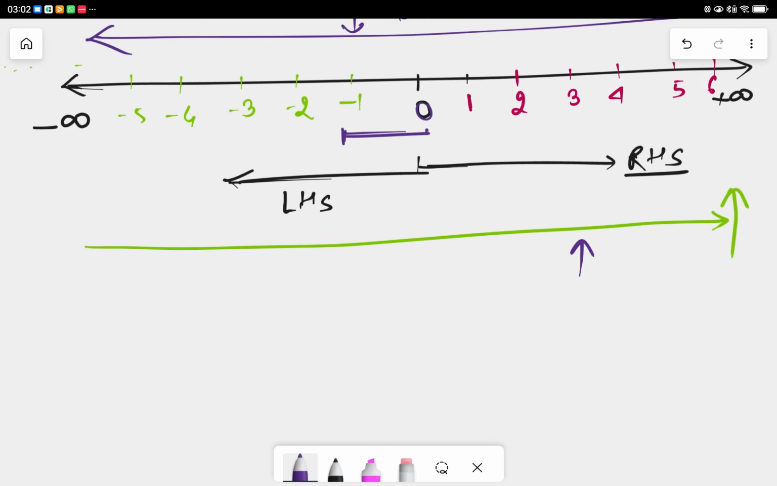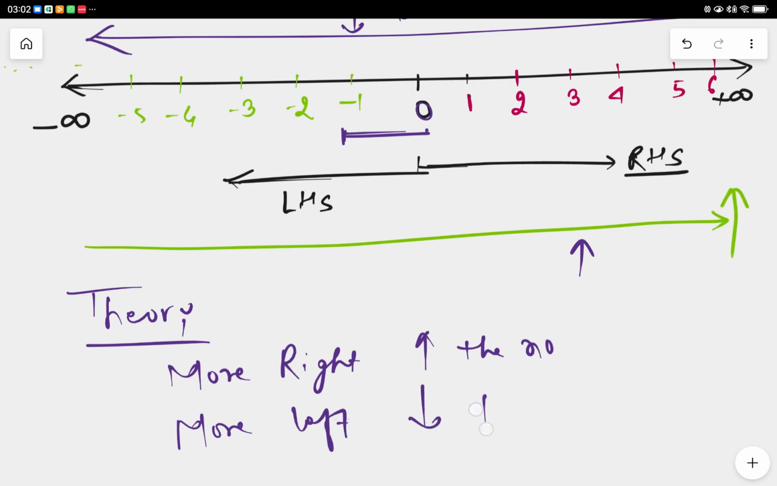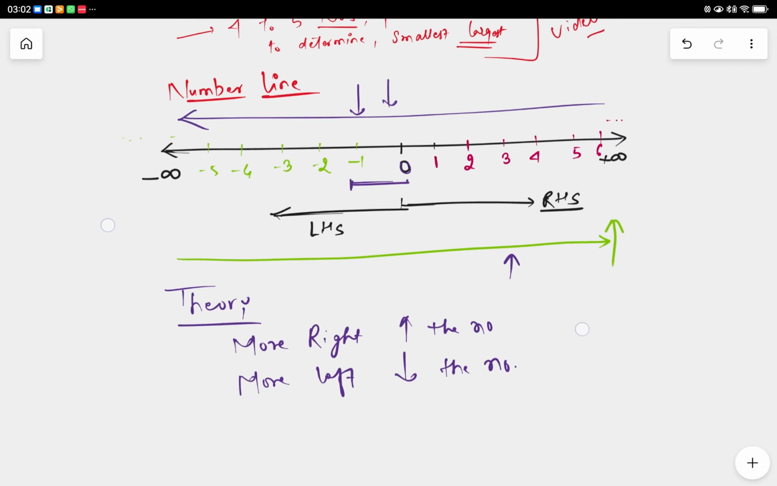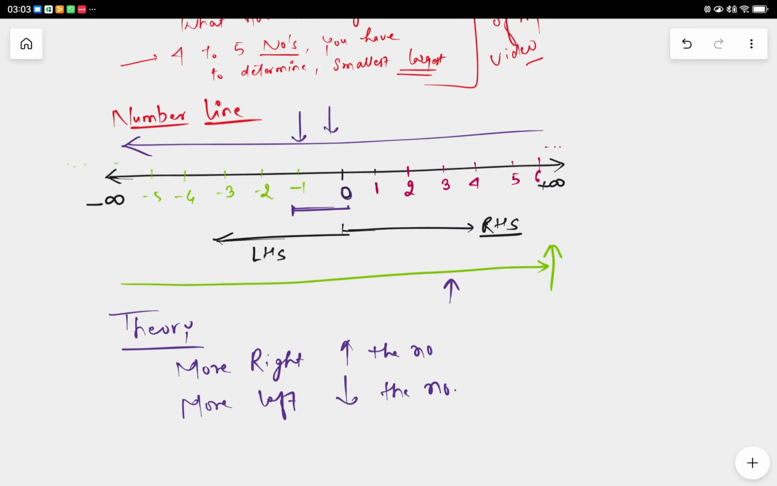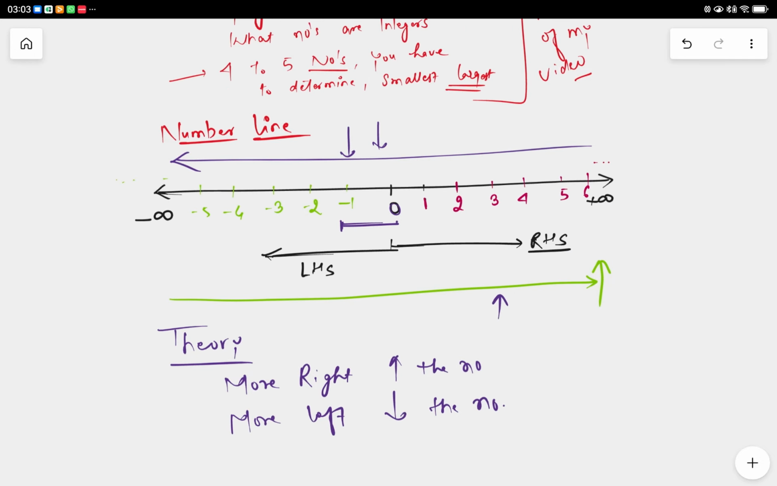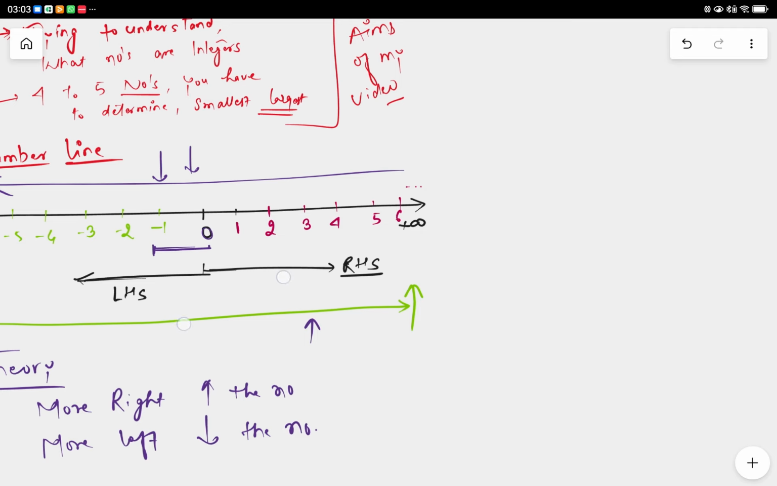So the simple theory says, write the theory: more right, bigger the number; more left, smaller the number. Now you got the entire thing about which one will be bigger or which one will be smaller. But let us understand something very important here.